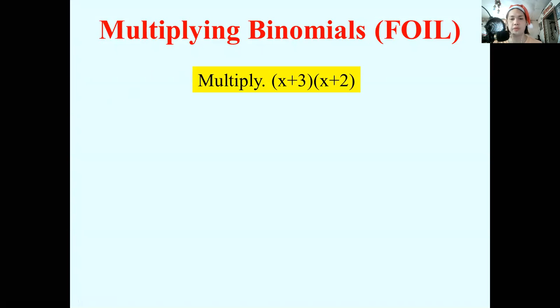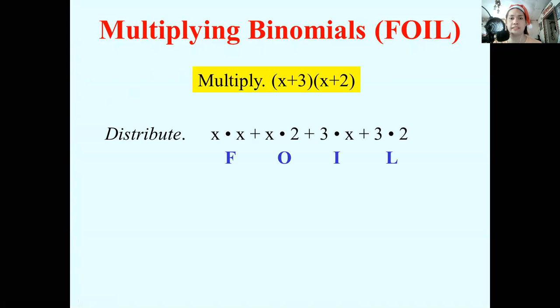This is how we do it. We distribute first and first. For your F, first and first, you have x times x. Then your O is the outer, x times 2. And of course, you will do the I, the inner, which is 3 times x. And your last and last will be 3 times 2.